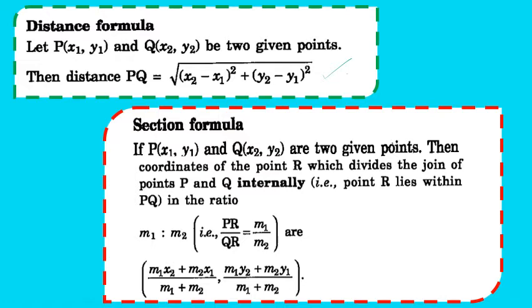And we have already learned the section formula also in grade 10th, that if we have points P (x1, y1) and Q (x2, y2), then the coordinates of the point R, which divides the line segment PQ in the ratio m1 to m2 internally, is given by (m1 x2 plus m2 x1) upon (m1 plus m2) as the x coordinate, and (m1 y2 plus m2 y1) upon (m1 plus m2) as the y coordinate. Clear? So pause and note down these formulas.